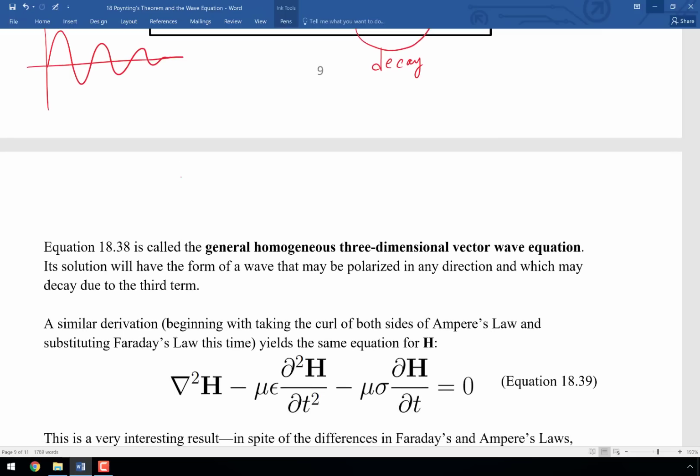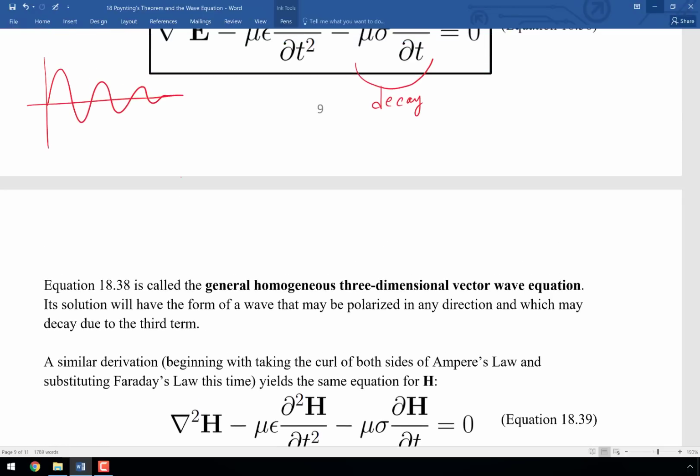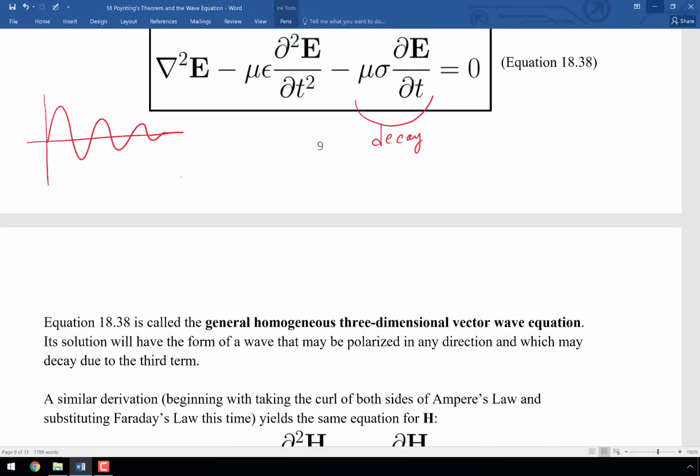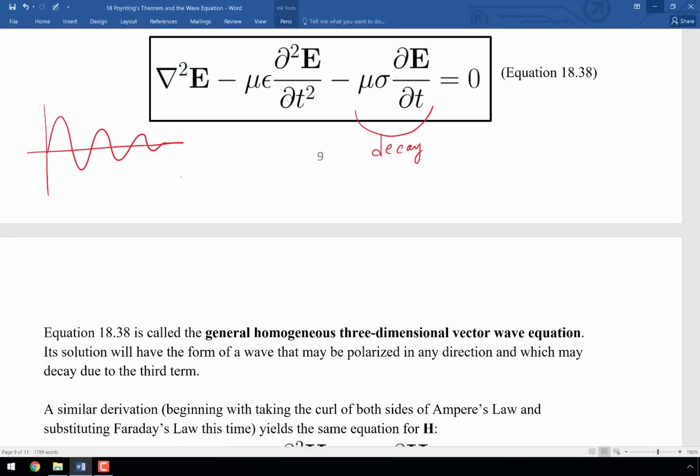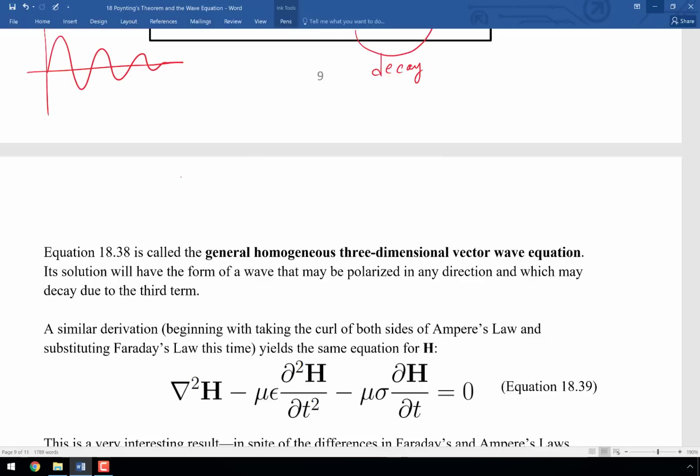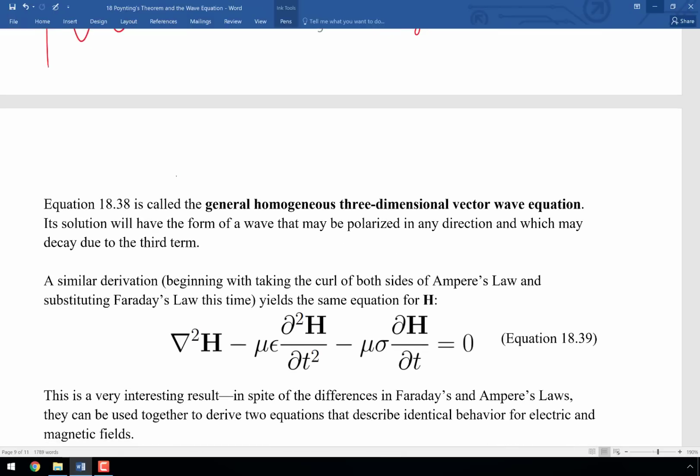Now, it turns out that we can do a similar derivation. I'm going to try to fit both of these on the screen, but can't fit them both at the same time. But equation 18.38, get a good look at that one. And then the next equation, 18.39, are identical to each other, except we use H instead of E. So this was done by a similar derivation.